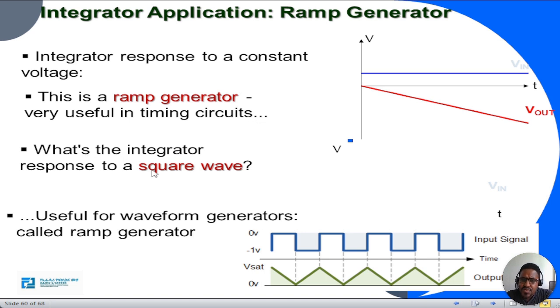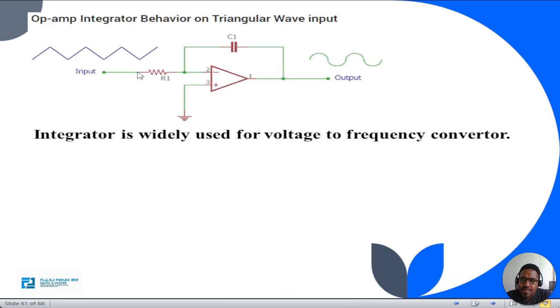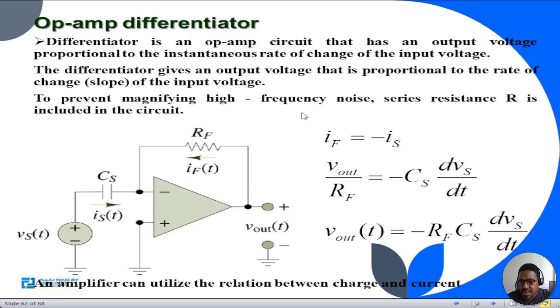What does the integrator respond to? A square wave, useful for waveform generators, called a ramp generator. So that means if the input signal is a square wave, then the output becomes a sawtooth or triangular wave. The integrator is also well used for voltage to frequency converters. So this is about the integrator. Next we'll see about the differentiator.